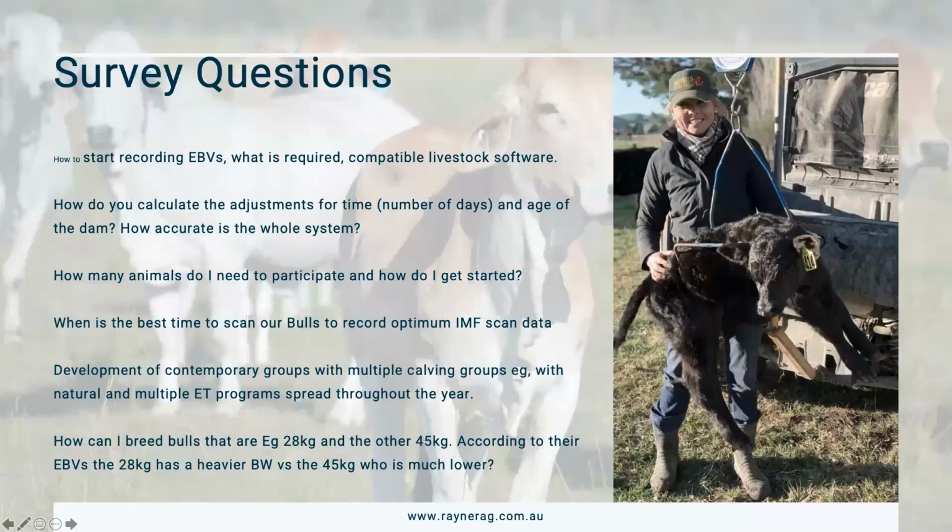So we're getting very close to the end of time, and I'm not sure that Zoom lets us extend, but there's a couple of questions that were standouts that I wanted to come back and touch on. In terms of starting to record EBVs, what's required, compatible livestock software, and so on. Recording data, I've seen it done using apps through to the basic True Test and Gallagher type software, other equipment that allows you to download your raw data and send it into Breedplan.